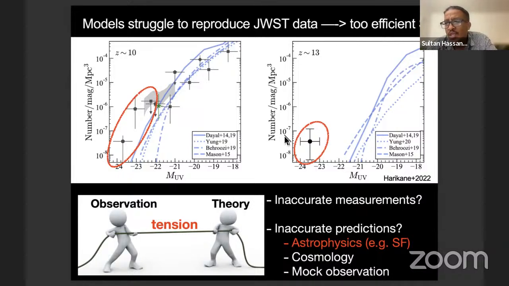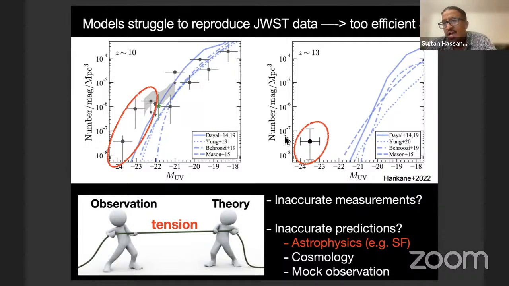Or maybe the way that we do the mock observation, like the pipeline for adding dust and all that. Maybe we don't know, and nobody probably knows how to do this at high redshift. But the dust maybe goes the opposite way. It will suppress the luminosity function further. So maybe the problem is in the astrophysics that we don't know much about, right? And that's probably mainly true. Most of the models we have, we are constantly refining them.